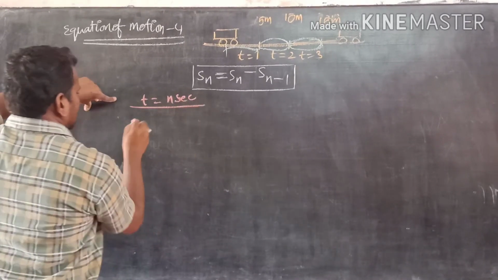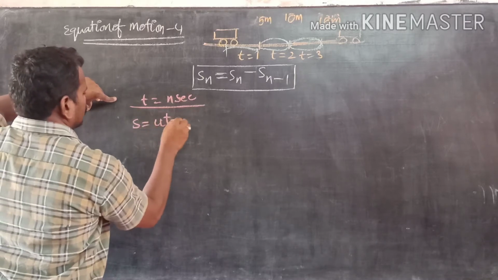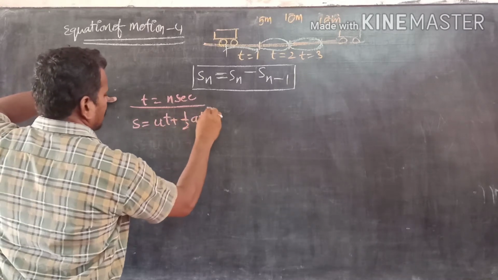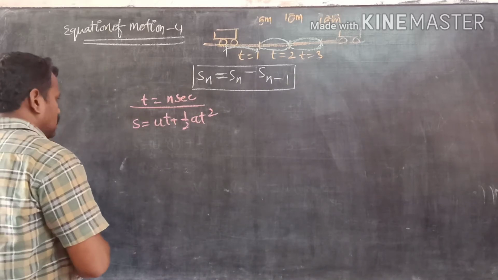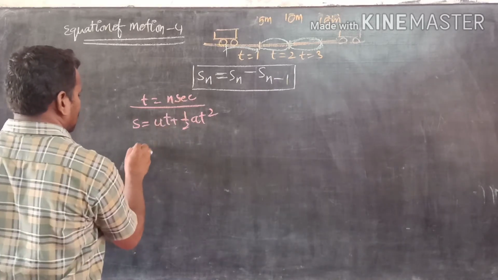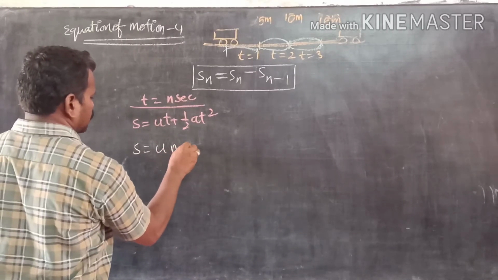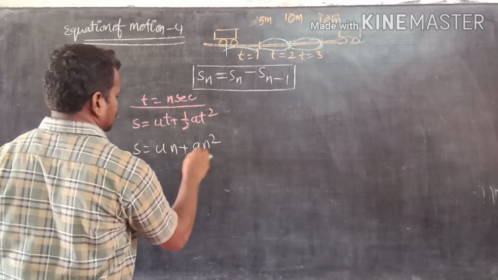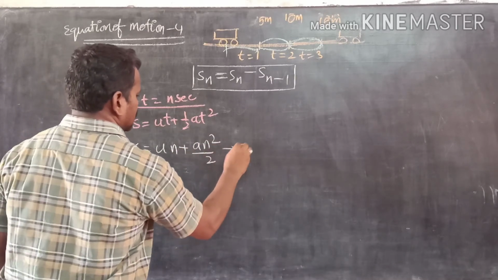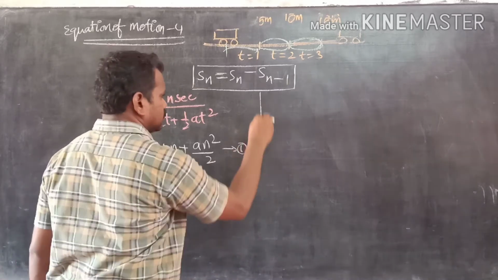Now what happens? We use the formula S is equal to ut plus half at square. Now instead of t we should write the value as n. Sn is equal to un plus an square by 2. Let us consider this as equation 1.